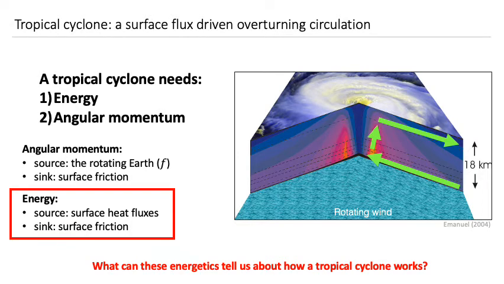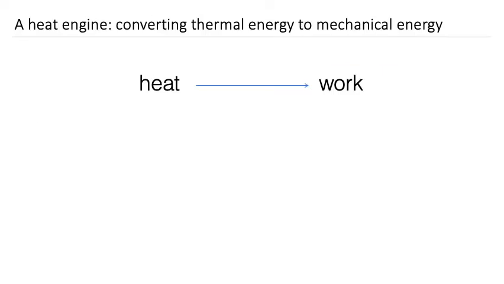So let's focus on the second one, the energetics, because this is really what's useful. We've gone a long way to understanding how tropical cyclones work by thinking about their energetics. So what can these energetics tell us about how a tropical cyclone works? Let's be quantitative and physical about this.